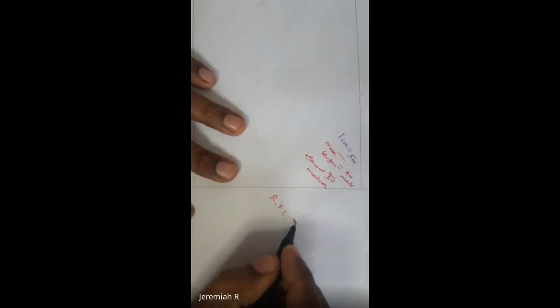So the RF formula. What is the formula? Representative factor, RF. There are so many formulas; I'm going to use one formula: distance on the drawing divided by distance on the object. I'm going to use this formula because 1 centimeter is equal to 5 meters is given here. Sometimes it will be given directly, but here, distance on drawing divided by distance on object.